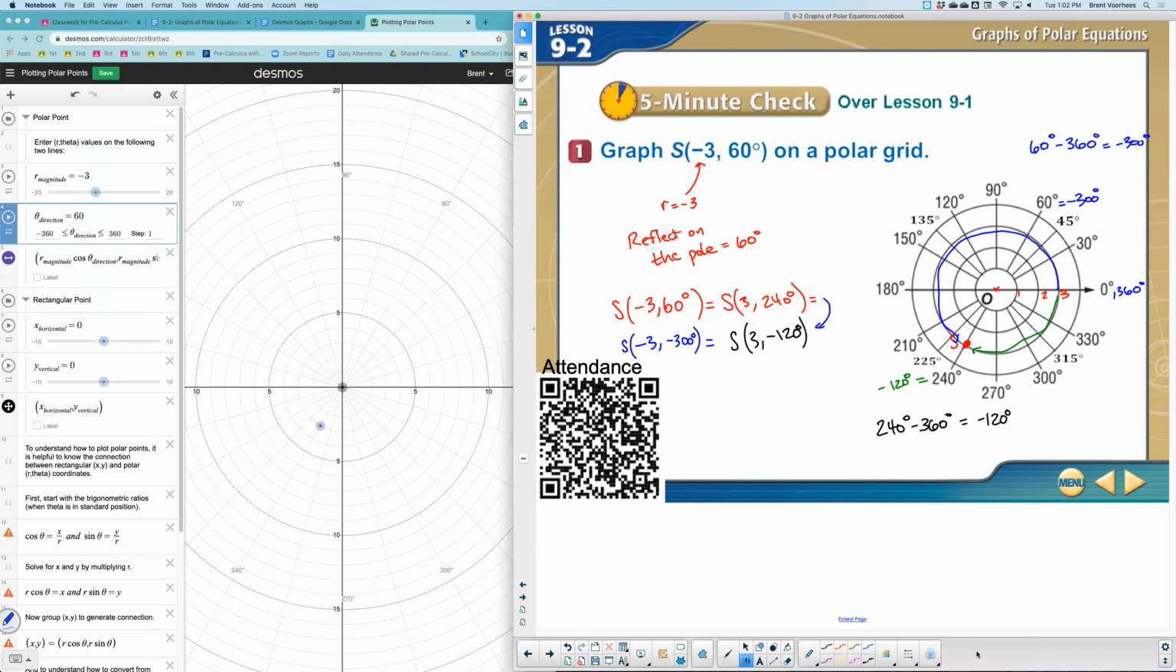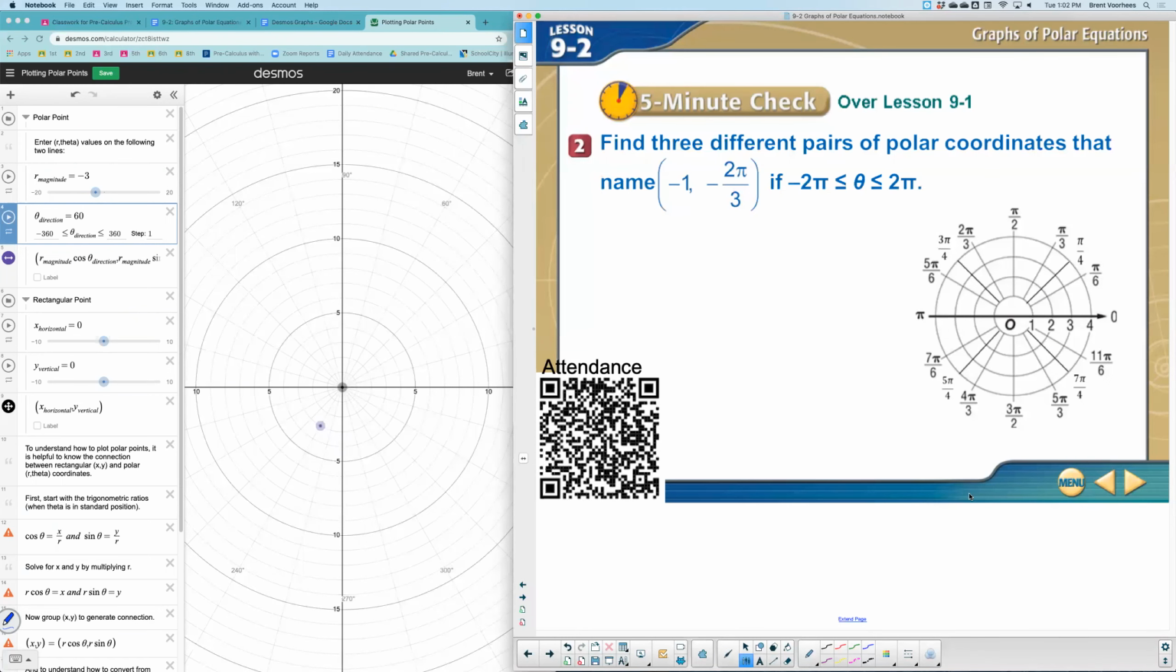All right, let's try number 2 now. It says find 3 different pairs of polar coordinates that represents this point. So, okay, let's walk through this again. This will mean reflect on the pole.